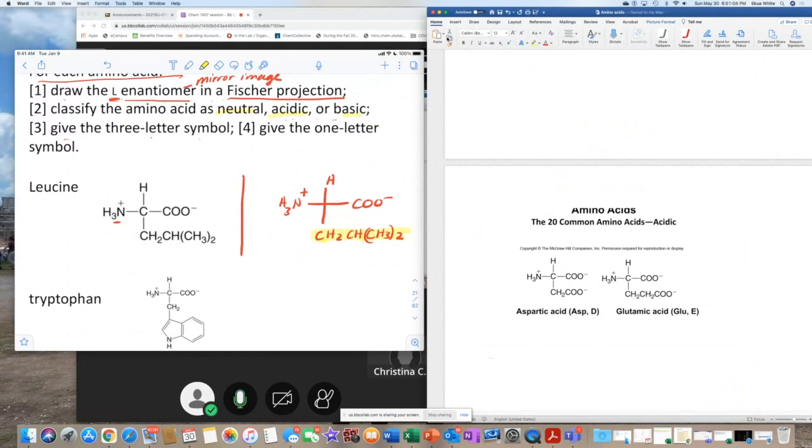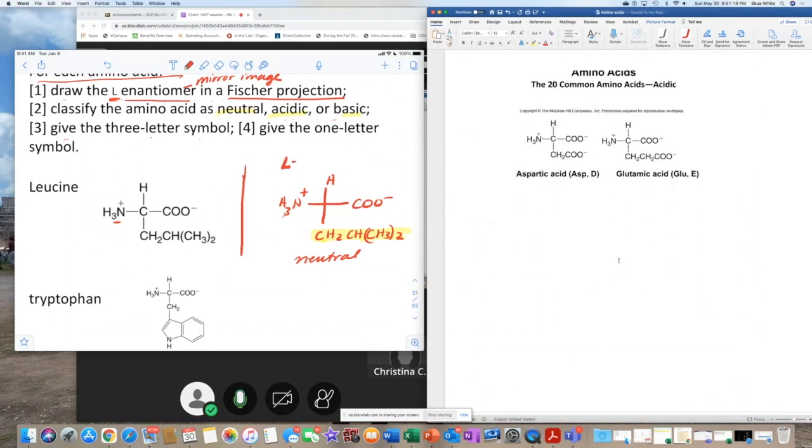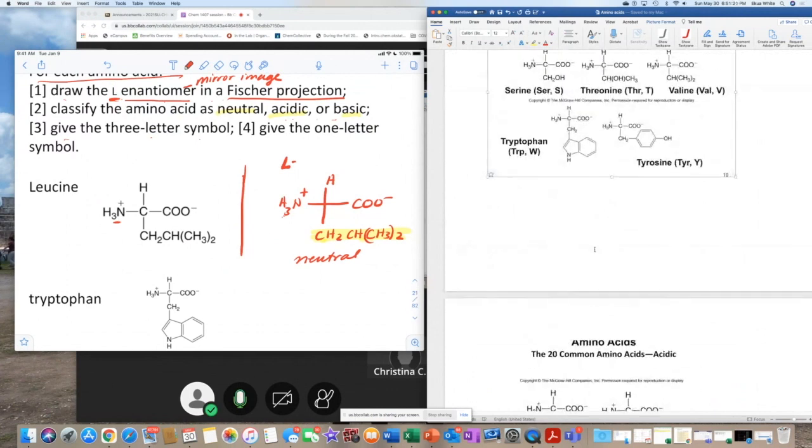Okay. So I'm thinking this is neutral, but I'm going to write it as neutral, and then we see if I'm correct. Neutral, and then this right here, this is going to be L. For me to find this name, let me go ahead and peruse through the neutral. So I know it's not acidic. Let me go up.